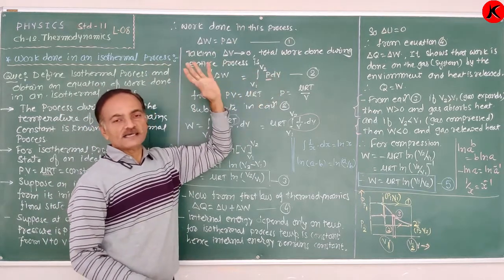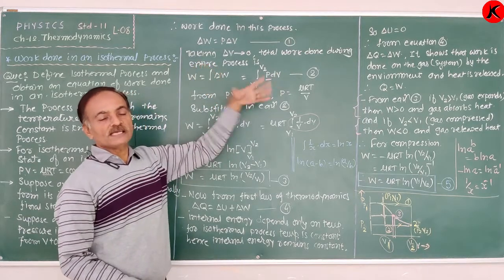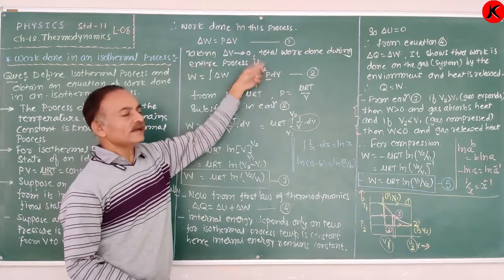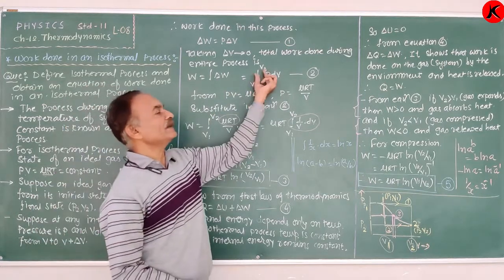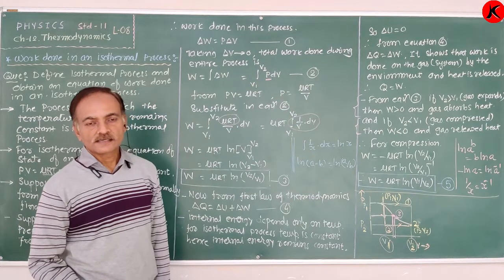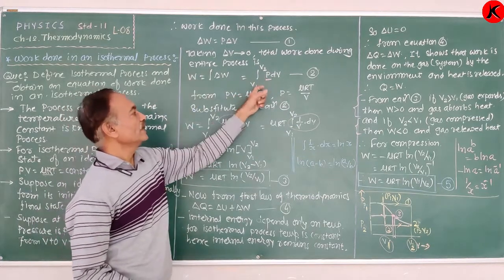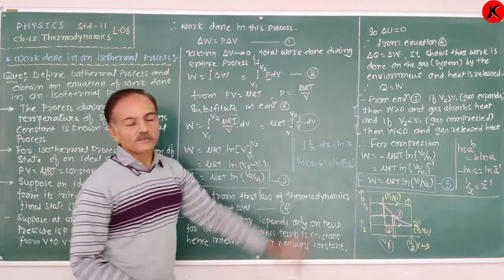Now dV is the change in volume. Volume changes from initial V1 to the final volume V2. So these will be the limits of integration. Therefore, W is equal to integration V1 to V2 P dV.